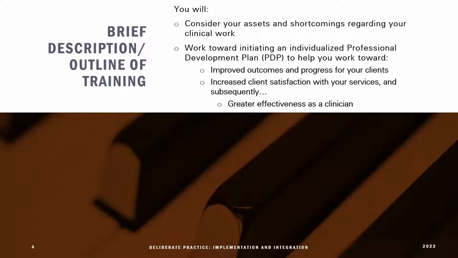Now, when we're looking at these things, the outcomes and progress for our clients, client satisfaction with services, and effectiveness as a clinician, these three items are sort of like a virtuous circle. They all connect at some point, and that's what we're looking for and hoping for when it comes to feedback-informed treatment and deliberate practice: for all of these phenomena to occur: improved outcomes, progress for our clients, client satisfaction with services, and then effectiveness when it comes to our clinical skills and abilities.